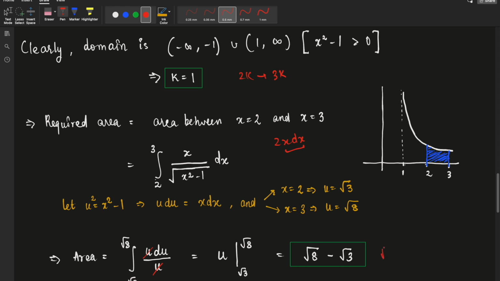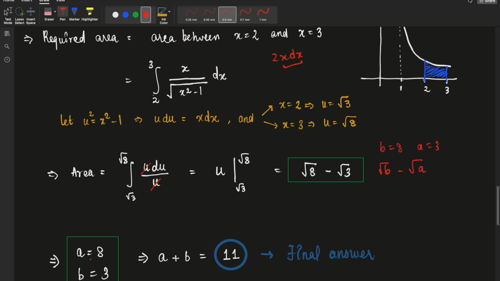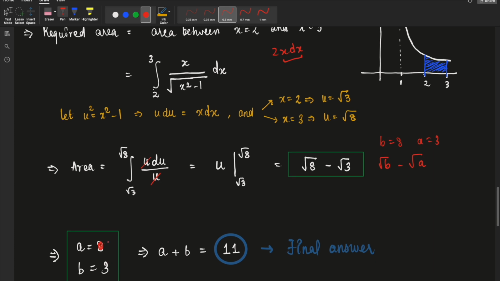So the form given in the question was root of b minus root of a. So b is equal to 8 and a is equal to 3. Okay, so it should be 3 and 8, but it doesn't really affect the answer, but it should be 3 and 8. So a plus b will be equal to 11, which is our final answer.